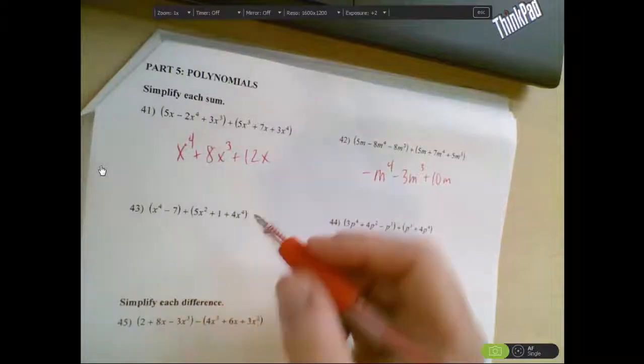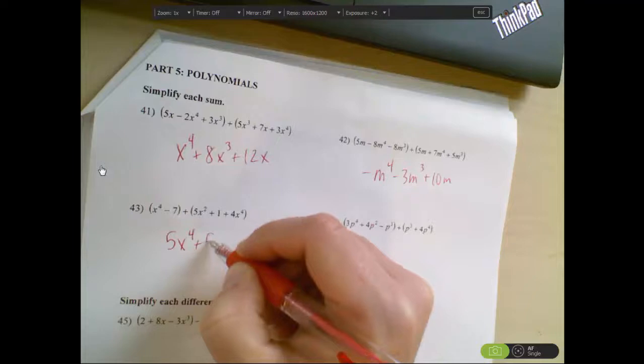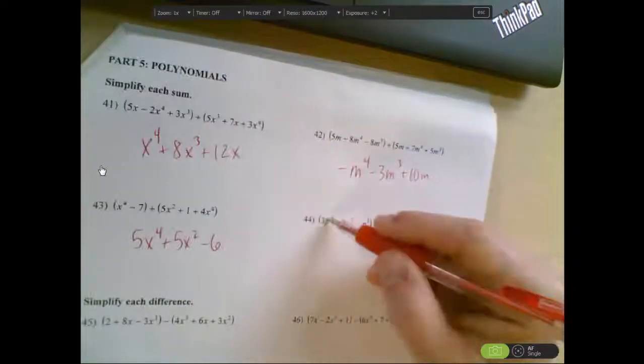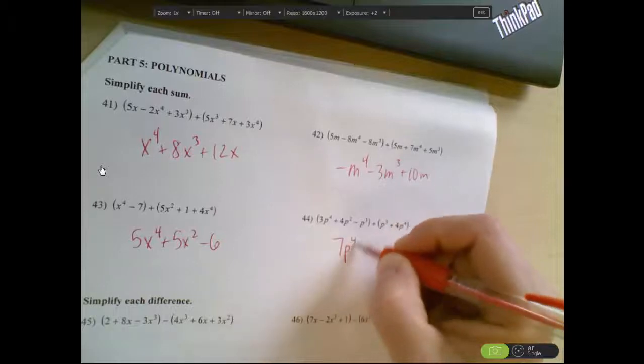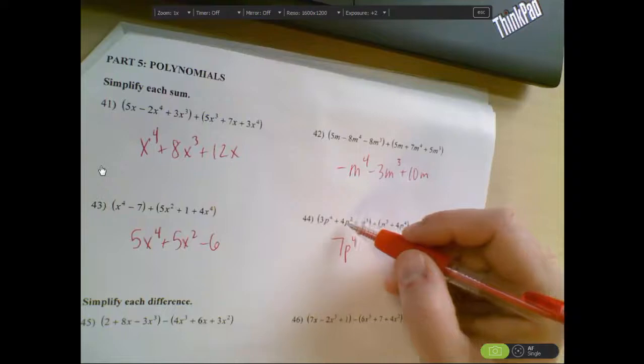X to the 4th plus 4x to the 4th is 5x to the 4th. Plus 5x squared. Negative 7 plus 1 is minus 6. 3 plus 4 is 7p to the 4th. Negative p cubed plus p cubed is gone. Plus 4p squared.